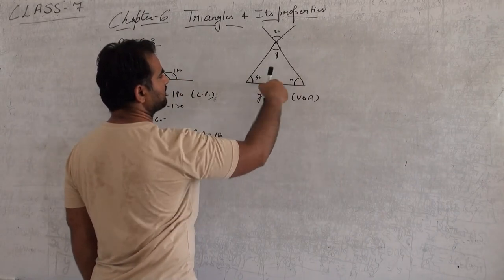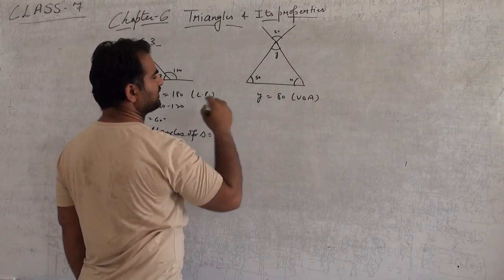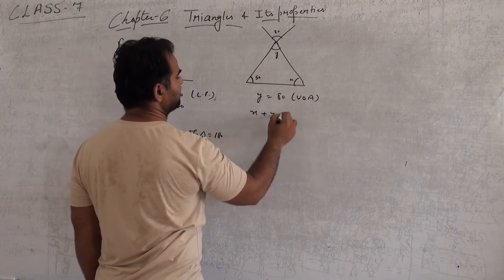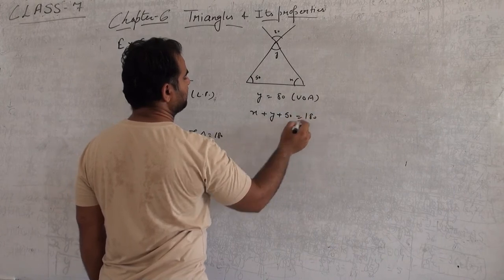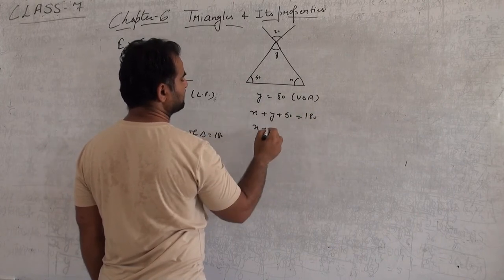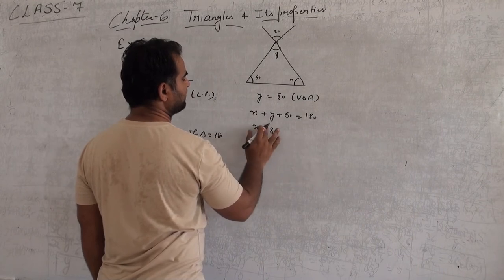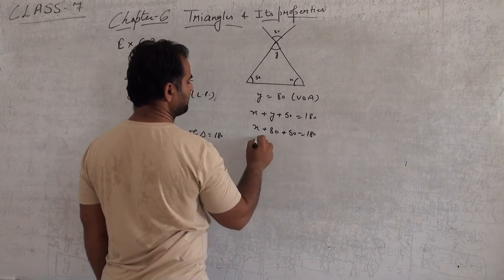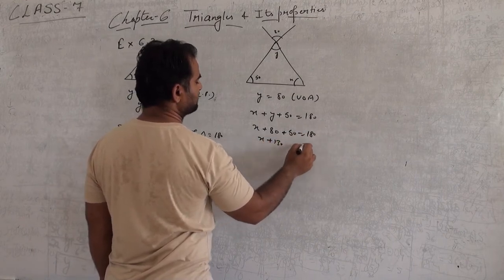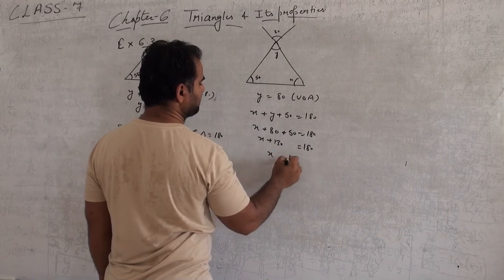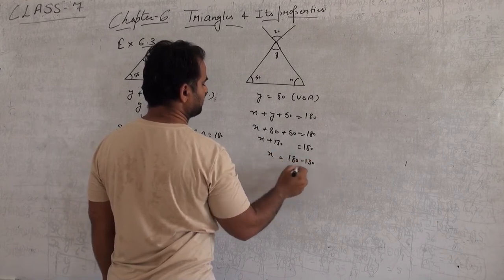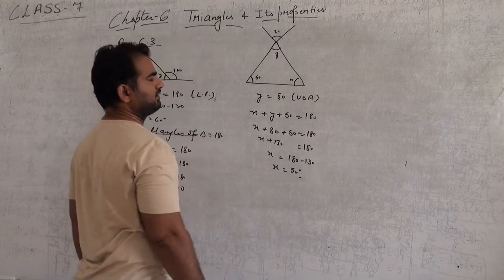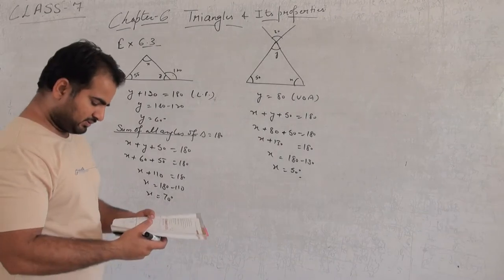And next, we all know the sum of all angles of a triangle is 180. So we can say that x plus y plus 50 equals 180 degree. Y was 80 degree as we have done before, and this was 50, equals 180 degree. X plus 130 equals 180 degree. X will be 180 minus 130. So x will be, what is 180 minus 130? 50 degree.